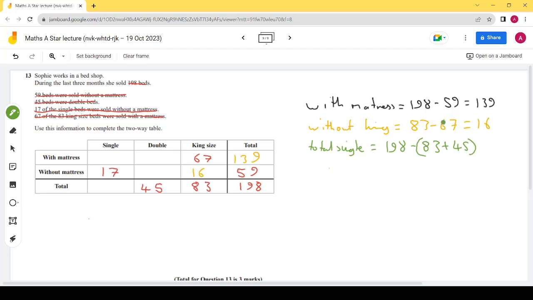So you add them two together, which will get you 128. Of course, you could do this again with your calculator. You can just take one, take the other. There's nothing wrong with that. And then that's going to equal 70. Again, I'm just going to double check that. But yeah, sure enough, that equals 70. So we can mark that in. And so next we've got single with mattress.